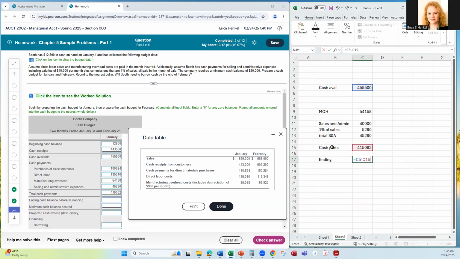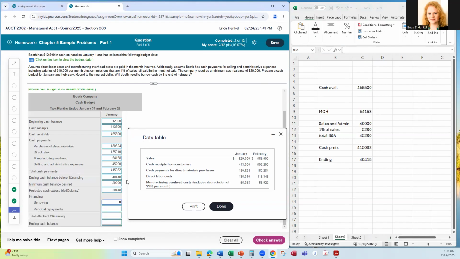Available minus cash payments gets us our budgeted ending cash before any borrowings. That's going to be 40,418. Now we have a minimum cash balance that we want to have, which they tell us up here is 20,000. We subtract that out, then we actually have excess cash here of 20,418. So we don't need to borrow anything in order to make sure we have that.